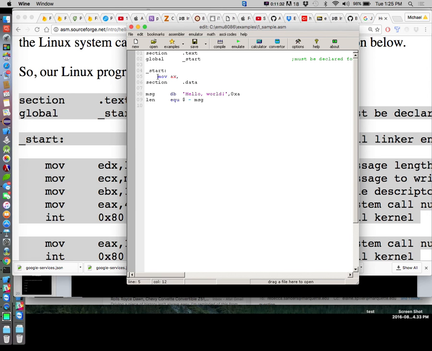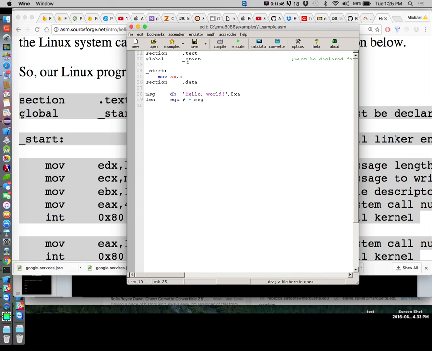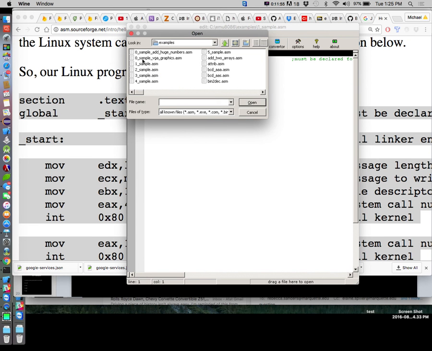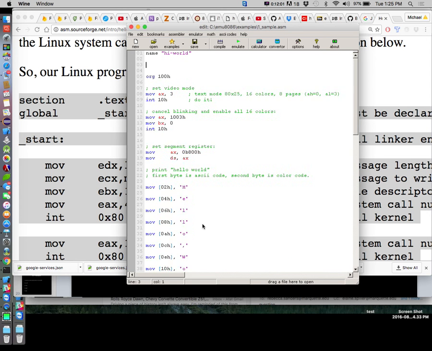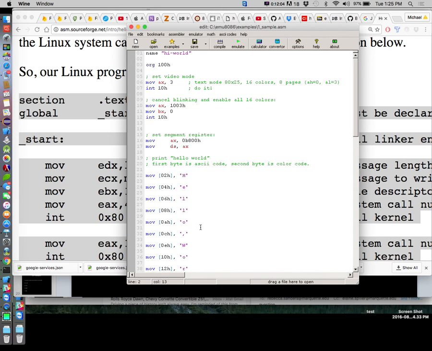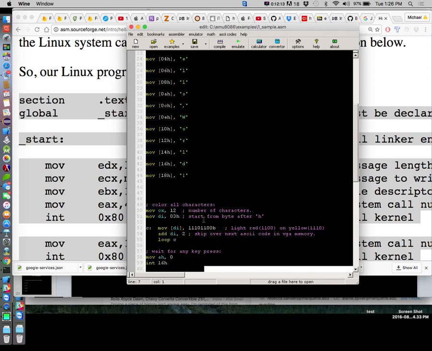So if I move AX 5, let's say something like that, and I'll go ahead and emulate this. There are errors. All right, I guess I need to do the tiny thing. There's our move AX 5. We really don't care about the rest of this.